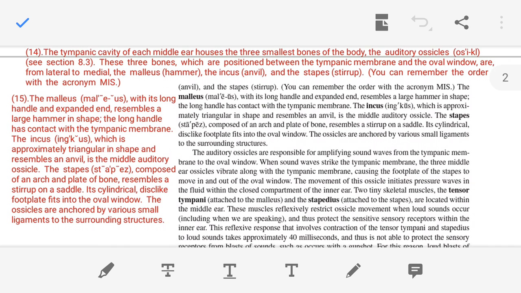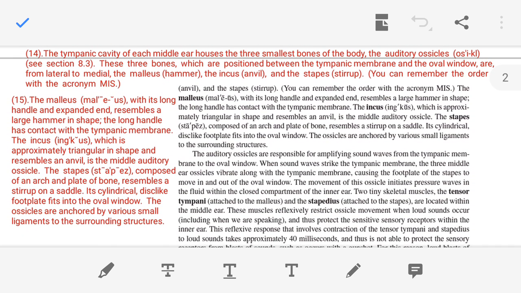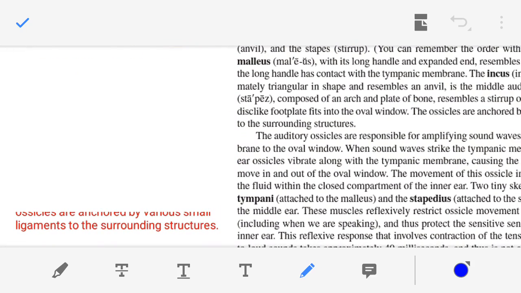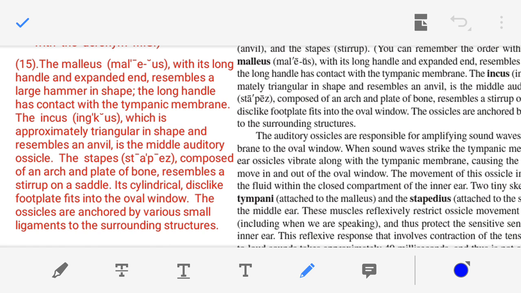Now we are discussing the shapes of these three auditory ossicles and their function, what role they play in the hearing process. The malleus has a long handle, and its end is expanded. It has an expanded end, and the malleus resembles a large hammer in shape.